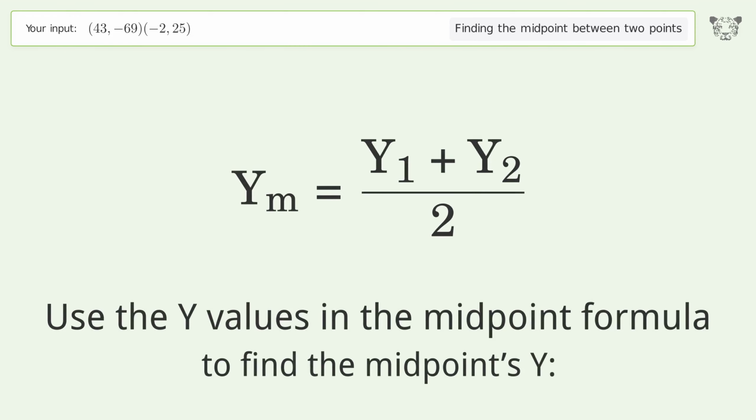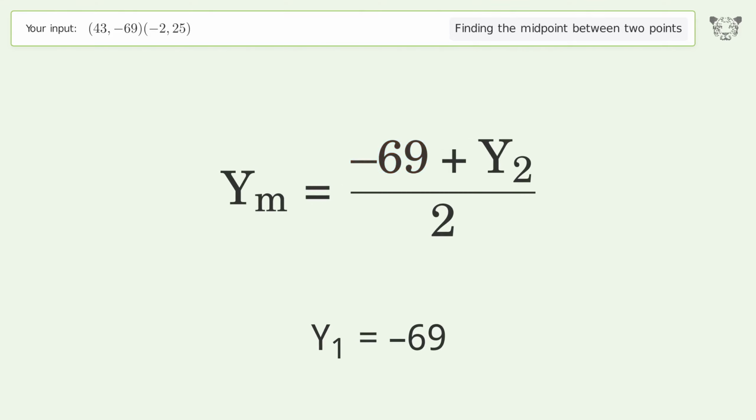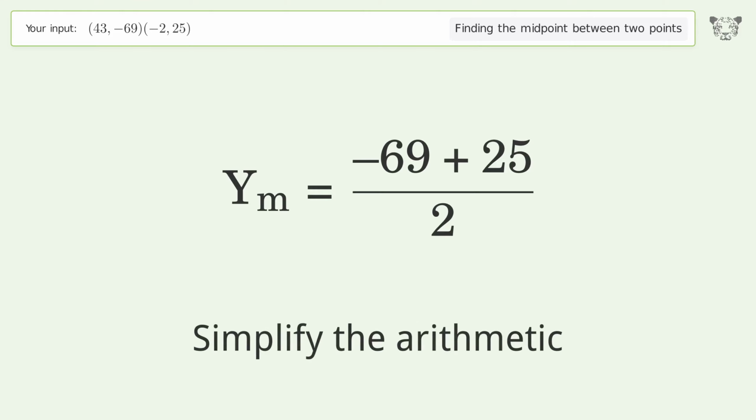Use the y values in the midpoint formula to find the midpoint's y. y1 equals negative 69. y2 equals 25. Simplify the arithmetic.